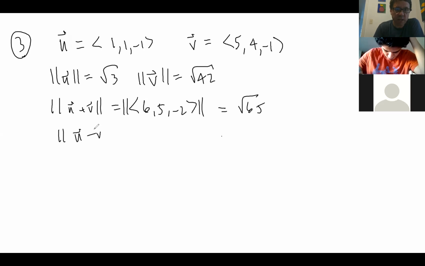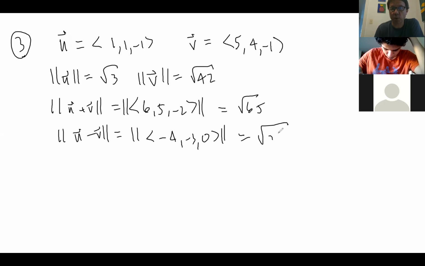U minus V is you subtract them off, so you get minus 4, minus 3, and 0. Be careful on that, because it's minus 1, minus a minus 1. Square, square, take the square root. Now, this one is square root 25, so you're not rounding by just taking the square root to get 5, so that's not a problem.